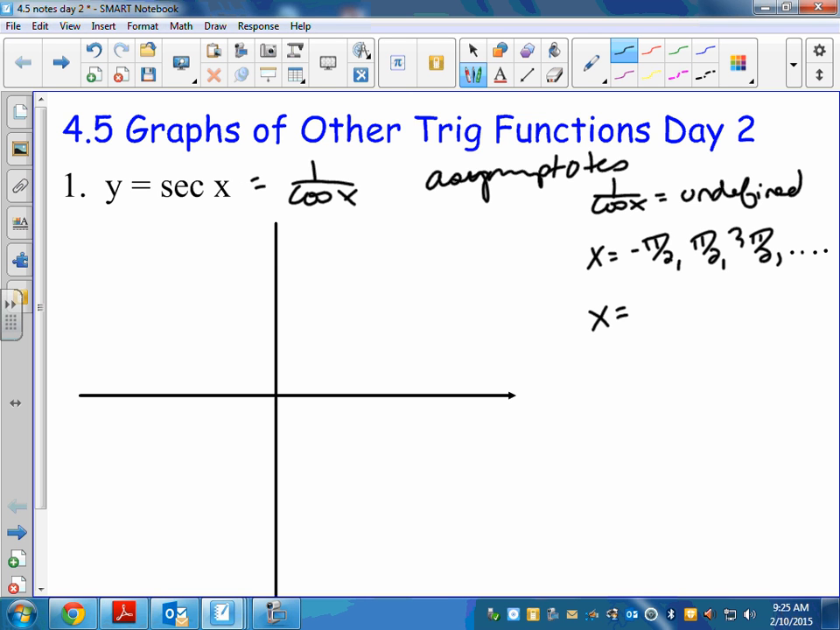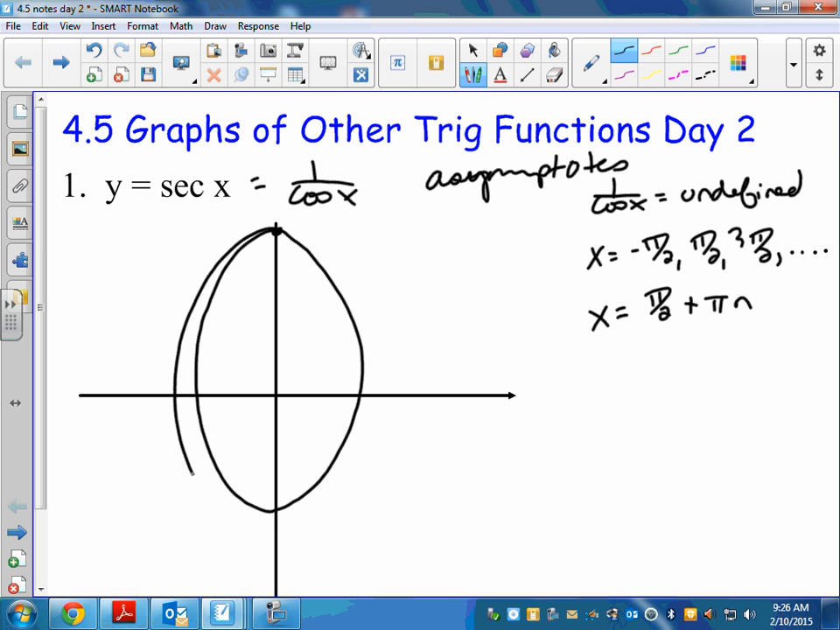So mathematically, we could say the asymptotes are at multiples of pi halves. Could I say this? Could I say at any multiple of pi halves? Nope, that's not true. That's what I meant to say: at pi halves plus any multiple of pi. Because if I'm at pi halves on my unit circle and I add pi, do you agree I'll be at 3 pi halves? And if I add pi again, and I add pi, and I add pi, that's not a very good circle.